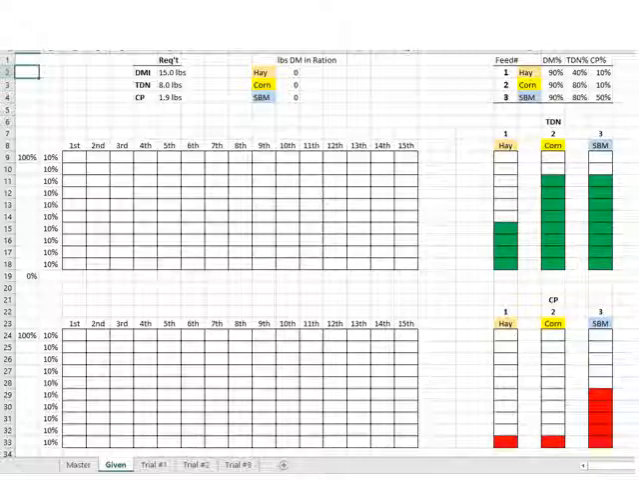I've got 3 feeds I'm working with up here in the upper right. My feed 1 is hay. It's going to be low in TDN and low in crude protein. My feed number 2 is corn, my energy feed, high in energy, low in protein. My feed number 3, my protein feed, is going to be soybean meal, high in energy, high in crude protein.